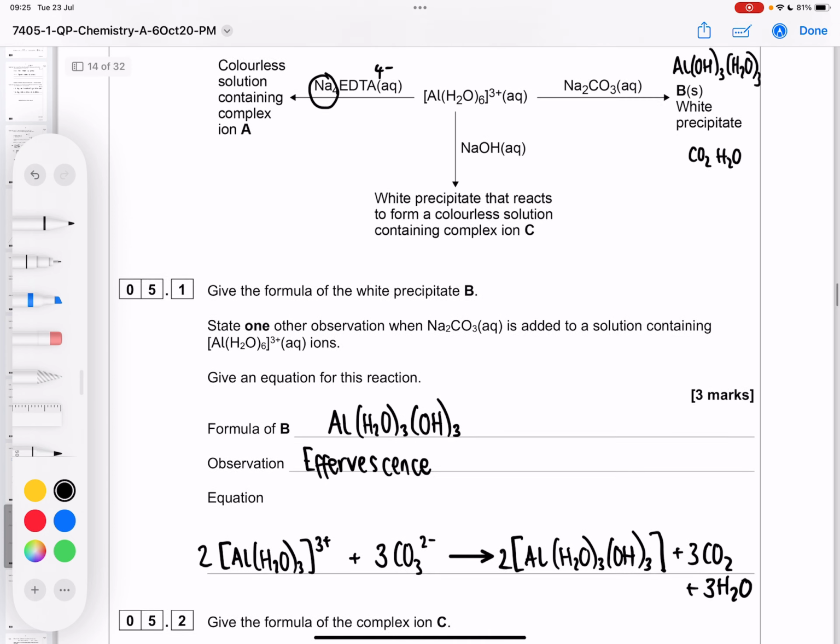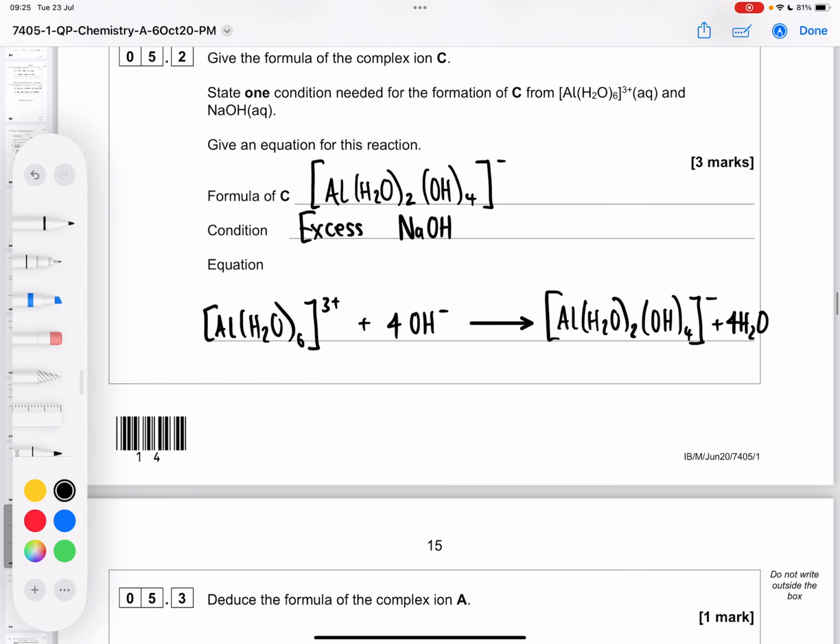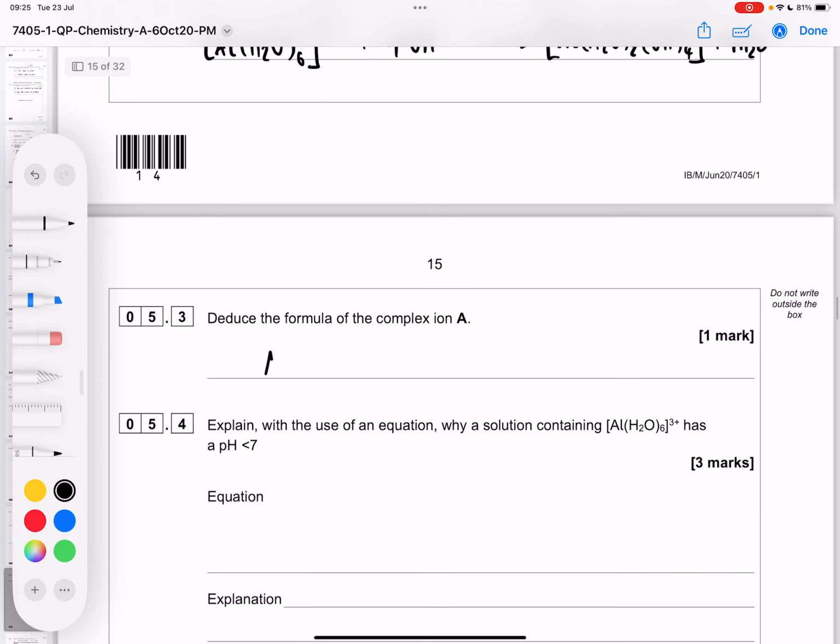We also need to remember it's a hexadentate ligand, so it's going to swap all 6 waters for the EDTA. So it's going to be aluminium and then EDTA. So remembering that Al was 3+ and that EDTA is 4-, then this complex ion would have a 1- charge.